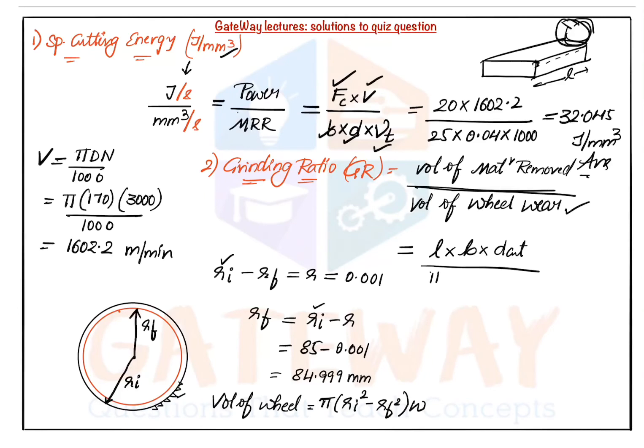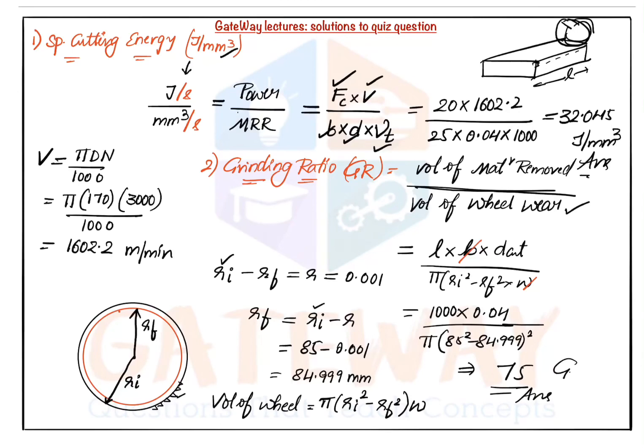Upon volume of wear, which is nothing but pi into r initial square minus r final square into width of the wheel. Width of the workpiece is nothing but equal to width of the grinding wheel. So both B and W will be getting cancelled. We'll substitute the remaining values. So L was given in the question as 1 meter, nothing but 1000 mm, into depth of cut is 40 microns, so 0.04 mm, upon pi into R initial square is 85 square minus R final is 84.999 square. Okay, and now by calculating this, we'll get the grinding ratio as close to 75. This is our answer for grinding ratio.